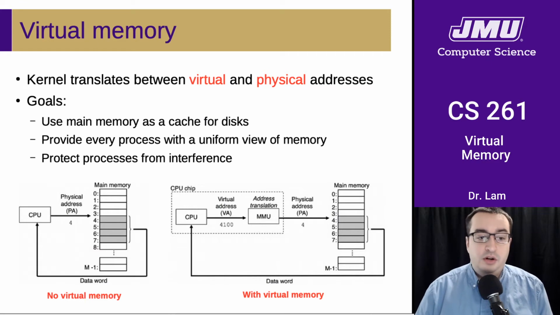So the goals here are to be able to use main memory as a cache for disks, and also to provide every process with a uniform view of memory. So each process can pretend like it's the only process running on the system, even though clearly that's not going to be the case. And along the way, it's nice because it also protects processes from interfering with each other.